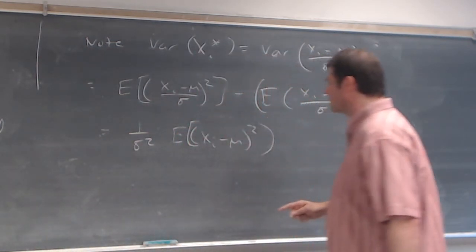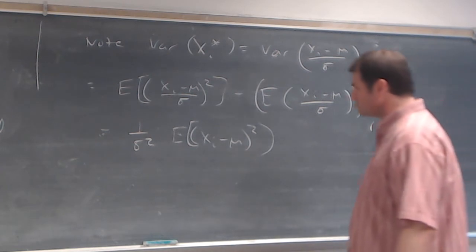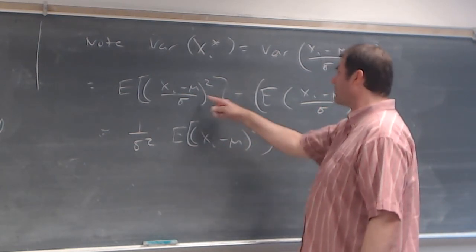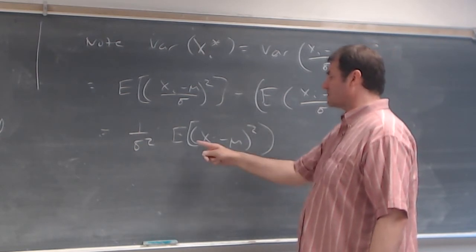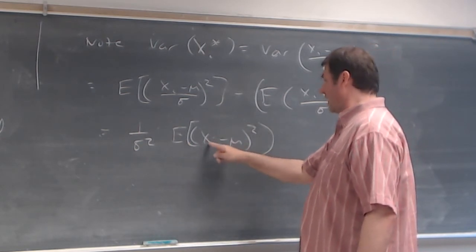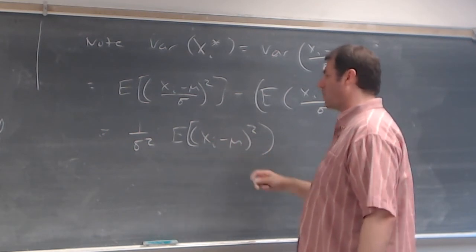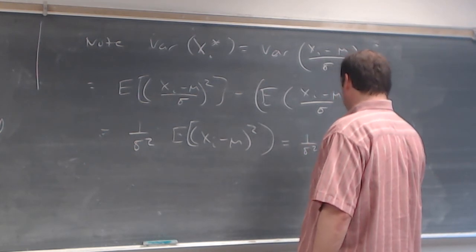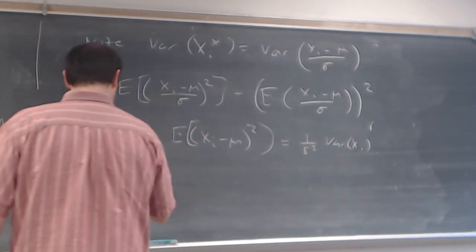Now, if you remember that mu is nothing more than the expected value of x sub i, and if you remember the definition of the variance of x sub i, not the formula that we used here, the definition of the variance of x sub i would be the expected value of x sub i minus the expected value of x sub i, squared. That's exactly what we have here. So this is 1 over sigma squared times the variance of x sub i, which we're assuming to be sigma squared, so that's equal to 1.